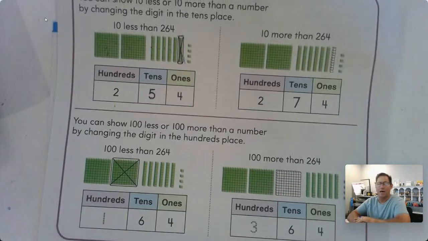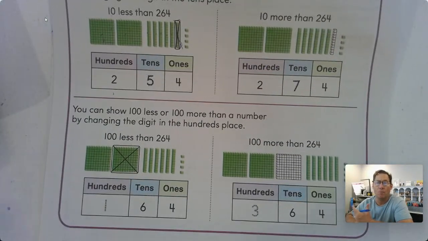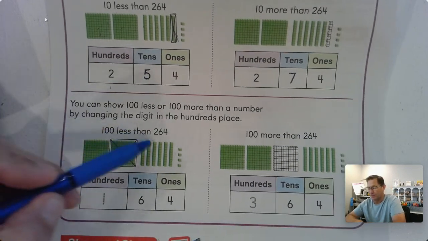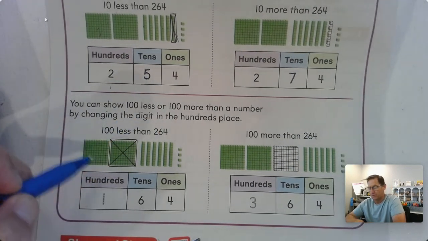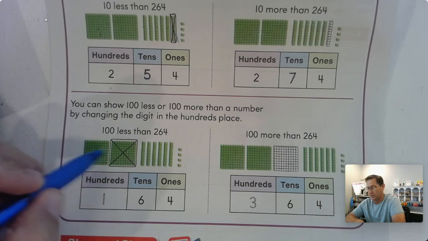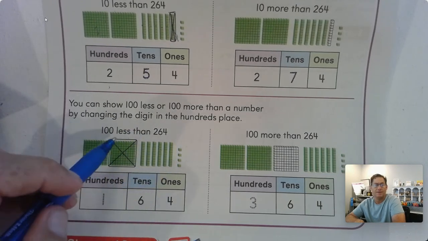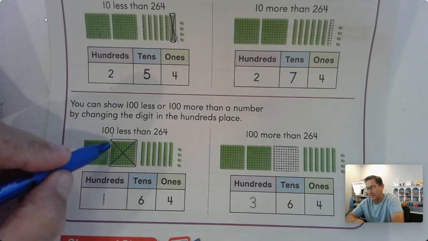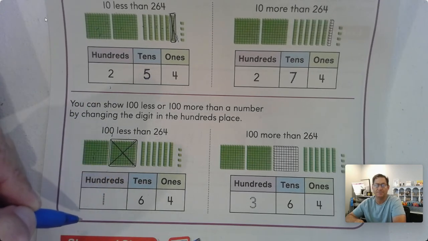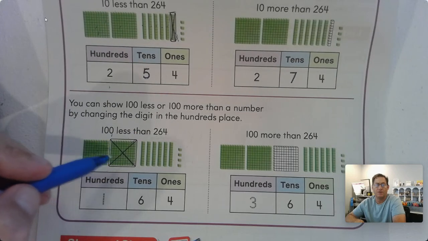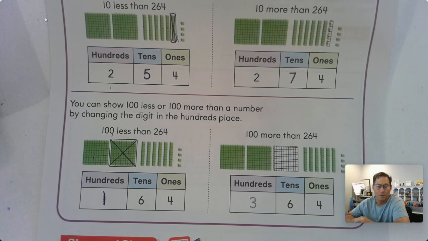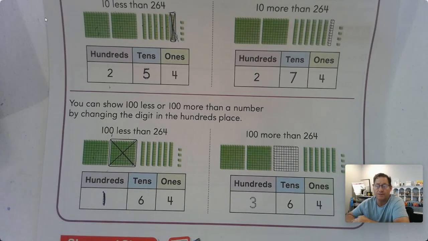Okay, we can show 100 less or 100 more than a number by changing the digit in the hundreds place. So again, we still have 264, so we still have our model of 200, 6 tens, and 4 ones. But we want 100 less than 264. That means we have to cross out one of the hundreds. If you cross out one of the hundreds, we're only left with 100. So 164, which makes sense. 200 take away 100 is 100.